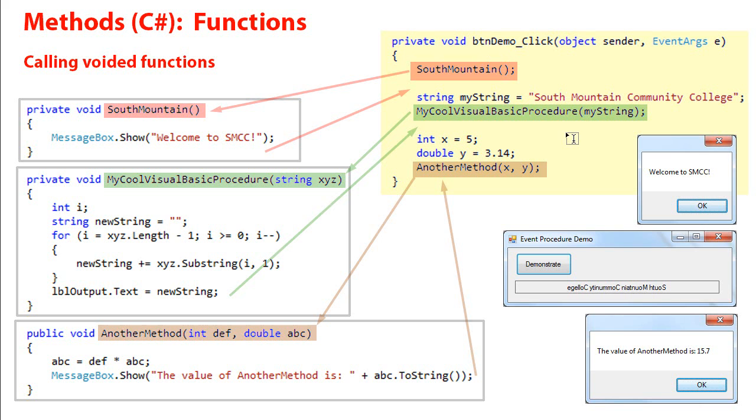The value of x goes into my integer variable here of def, so that it maintains the order. So the first variable passed is going to be the first one received in the parameters. And then y is going to go into ABC. So def takes on the value of x, which is 5. ABC takes on the value of 3.14. Then I'll multiply those two values together and reassign it back to ABC and bring up a message box that says the value of AnotherMethod is, and I'm going to show the string value of ABC. And so 5 times 3.14 is 15.7, and that's what we see come up in the message box.